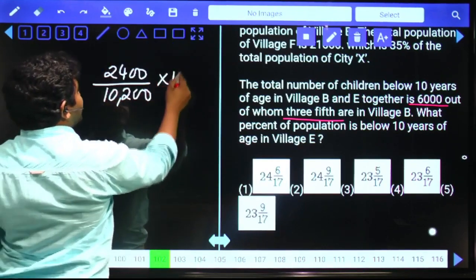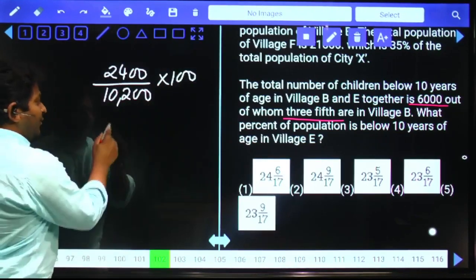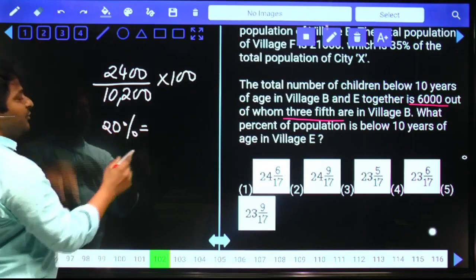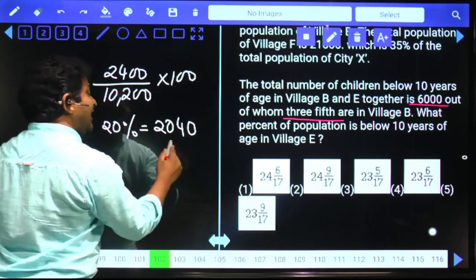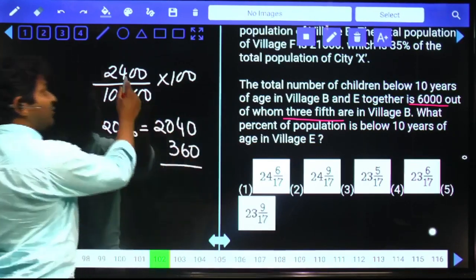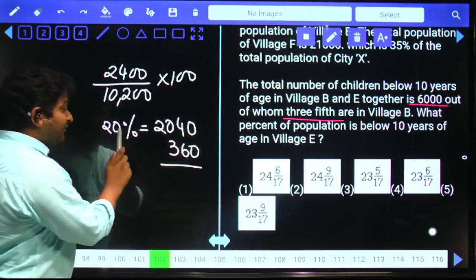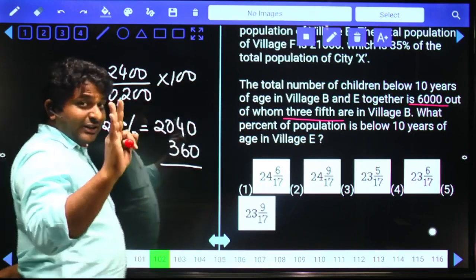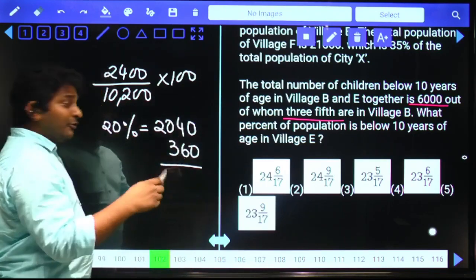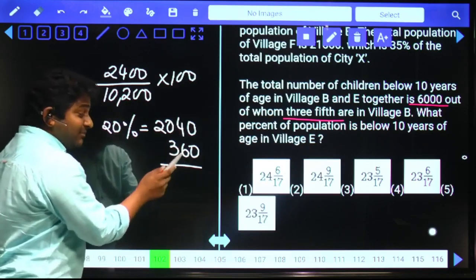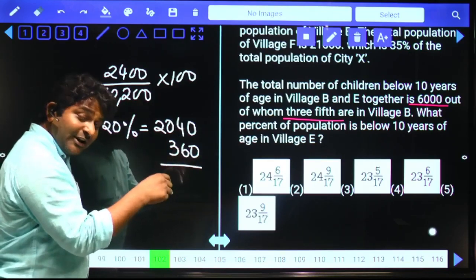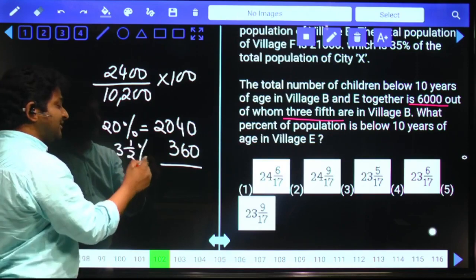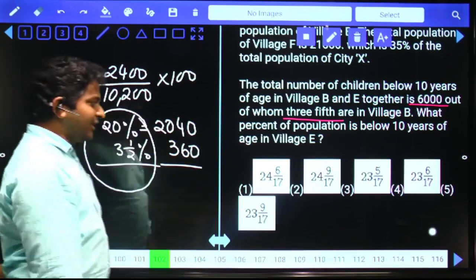10,200, percentage into 100. Now 10% of the denominator is 1,020, 20% is 2,040. Again we have to add 360 to make our numerator. If 20% is 2,040, 2% is 204, 3% is 306, and 4% will be 408. So this number is more than 306 and less than 408. Hence it will be between 3% and 4%. I'll treat it as approximately 3.5%. The answer should be approximately 23.5%.